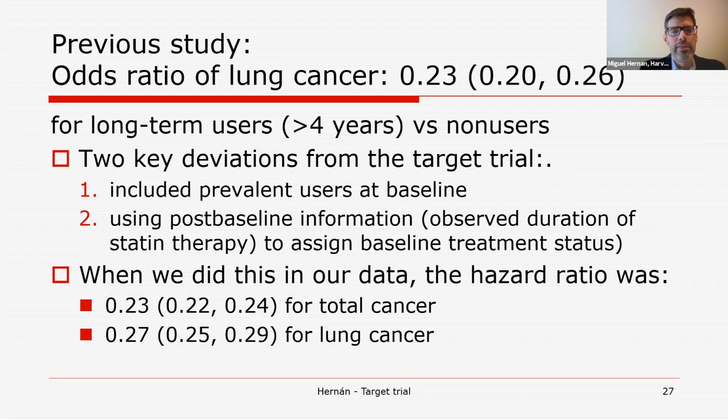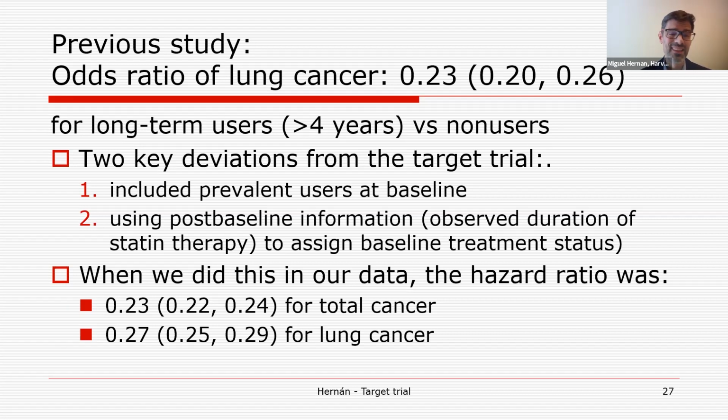There was a study published that found an odds ratio of lung cancer for long-term users of statins versus non-users of 0.23. And I'm not kidding, this is published in a serious medical journal. So someone is saying that statins lower the risk of cancer, of lung cancer, by 80%. And that's published without raising a lot of eyebrows. So what is going on here?